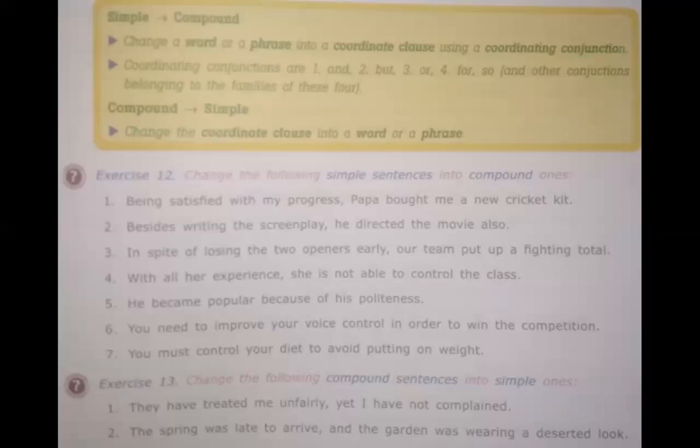Now you see in the complete sentence, we have only one clause. A simple sentence is that in which we have only one clause, or the rest of the part is part of the same clause or same sentence. Though it is not a clause, it is a simple phrase we can say. But we have a single clause, that's called a simple sentence. Absolutely correct, Ishmeet. Lower down your hand. Let's go to the next sentence. The spring was late to arrive and the garden was wearing a deserted look.